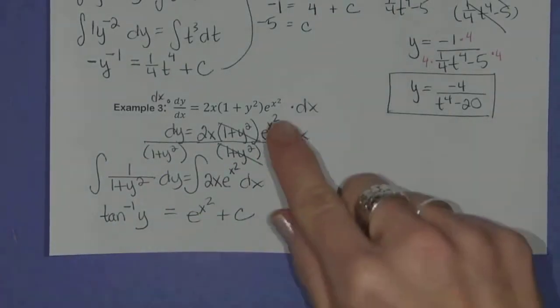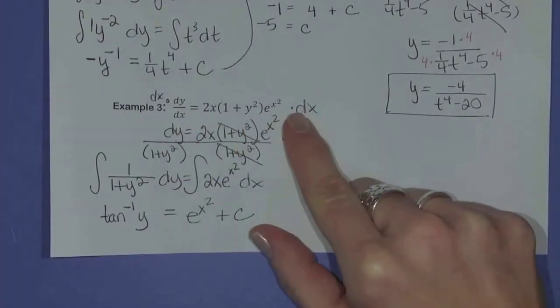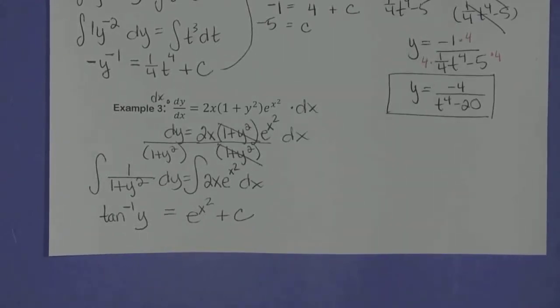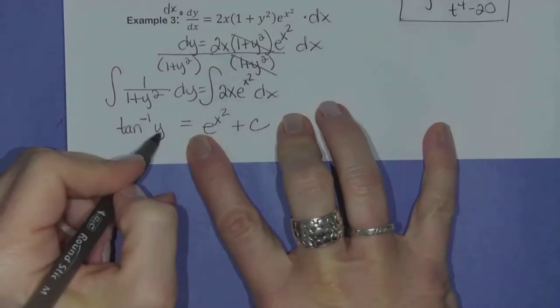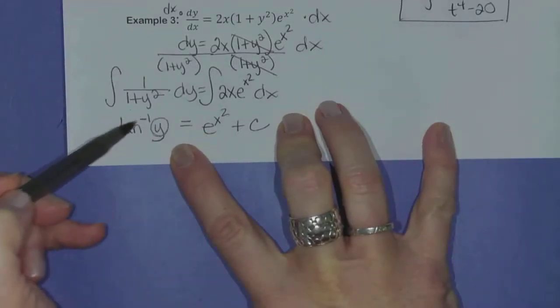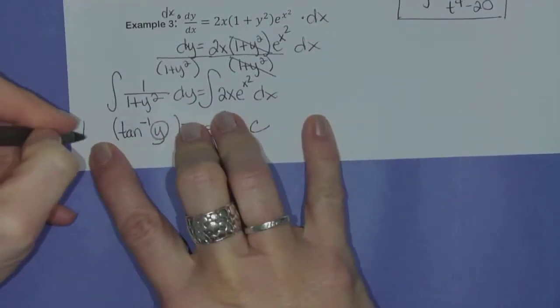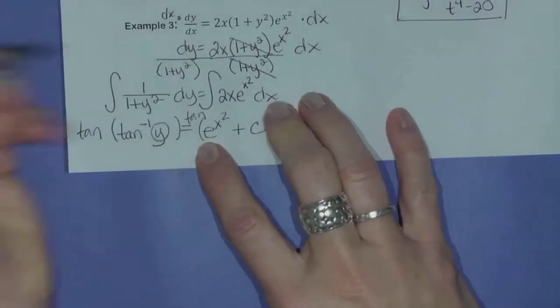Now this particular example did not give me a condition. It didn't give me an ordered pair. So that means I can leave c as is and just simply solve for y. So my last step here, well, to get y alone, I have to get rid of inverse tangent. And the trig function that gets rid of inverse tangent is tangent. So I'm going to take the tangent of both sides.